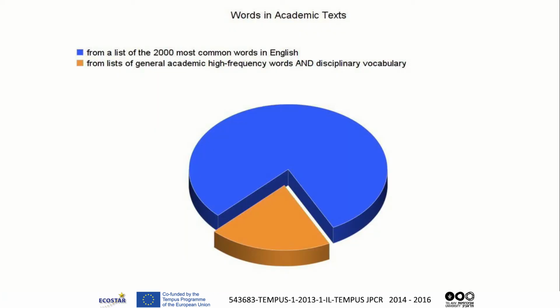75 to 80% of the most common words that appear in academic texts in English come from a list of the 2,000 most common words in English. The remaining 20 to 25% of the words come from two sources: the list of general high academic frequency words that are used in academic disciplines, and terms and concepts related to specific academic disciplines. So if you know the majority of the words, you'll be fine.